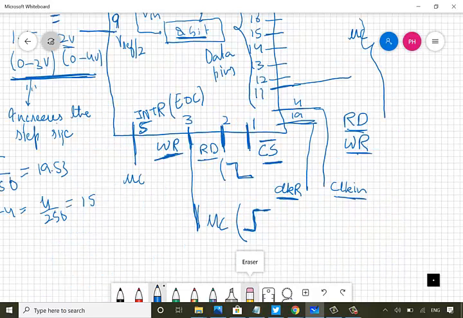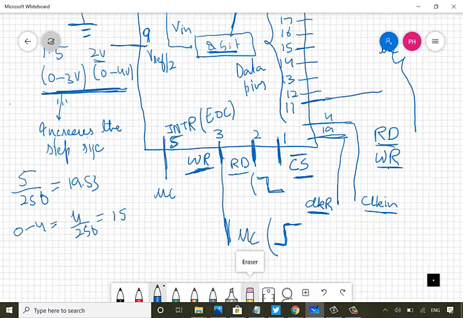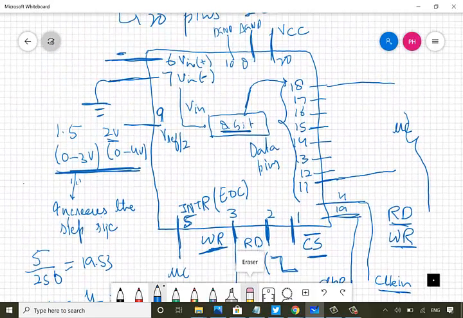So that's it. Next we'll be writing a program. We'll be interfacing a sensor, maybe a thermistor or an LDR, to the microcontroller, and in between the microcontroller and thermistor there will be our ADC.